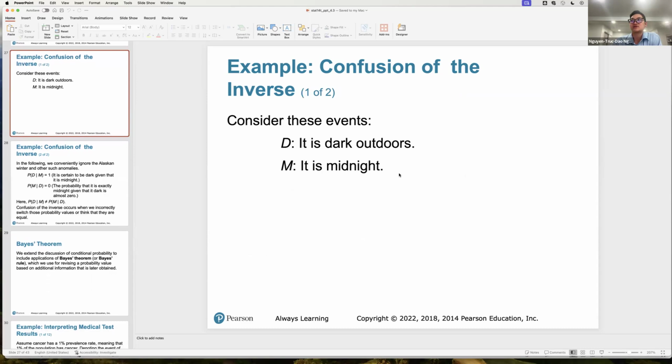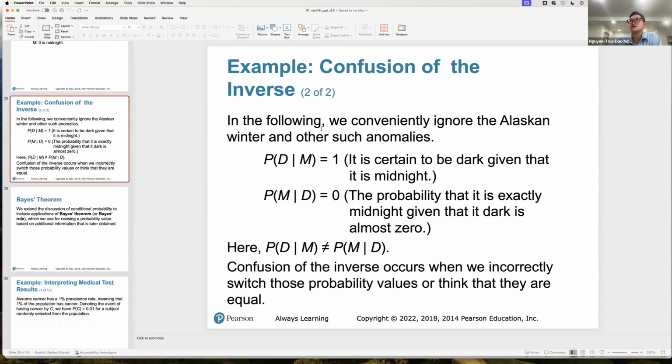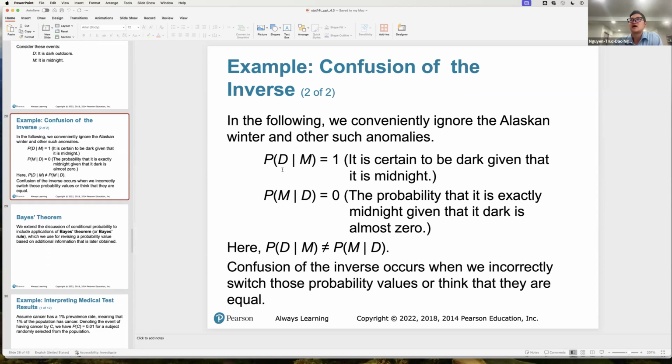It is dark outdoors. It is midnight, right? So let's find the probability of the event, it is dark outdoors, given that it is midnight. It is one, because it is certain to be dark given that it is midnight, of course, right? Now the probability of the event, it is midnight, given that it is dark outdoors, is almost 0, because the probability that it is exactly midnight given that it is dark is almost 0.